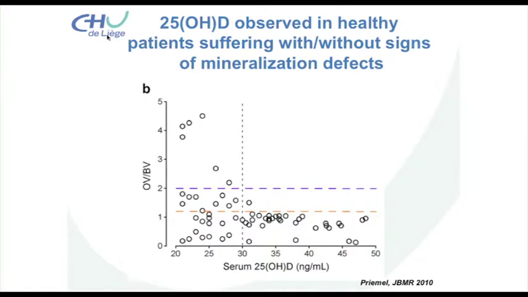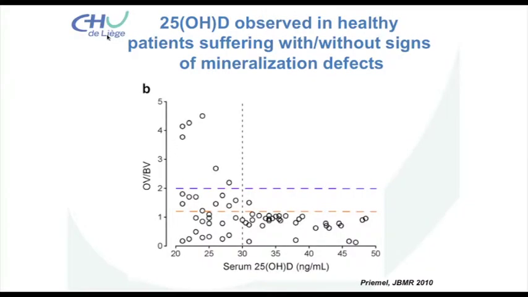Here is a very interesting study in Germany. These were German drivers who died after a car crash. They made a bone biopsy and then determined the vitamin D level, to see if there was osteomalacia or not. This was published in 2010.